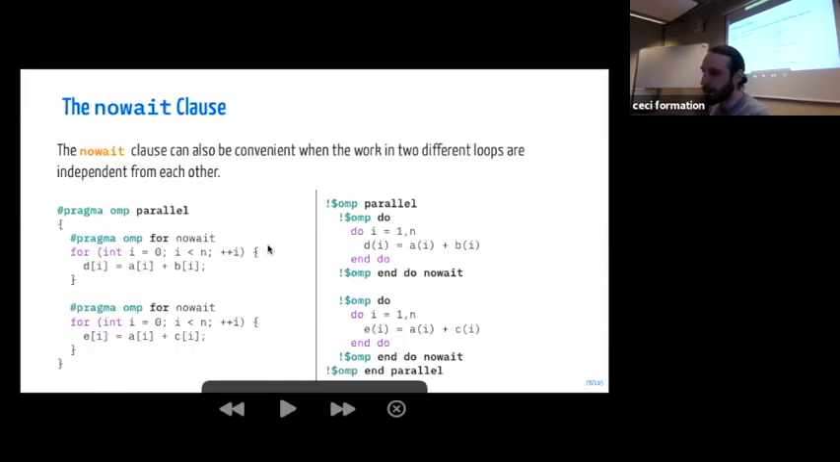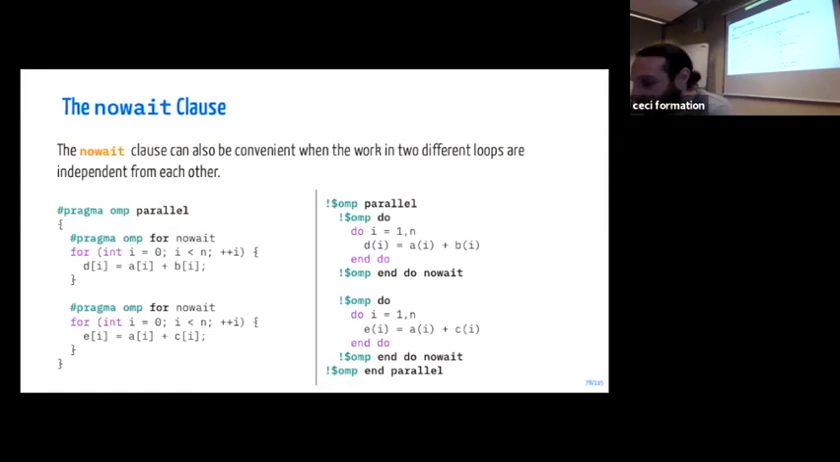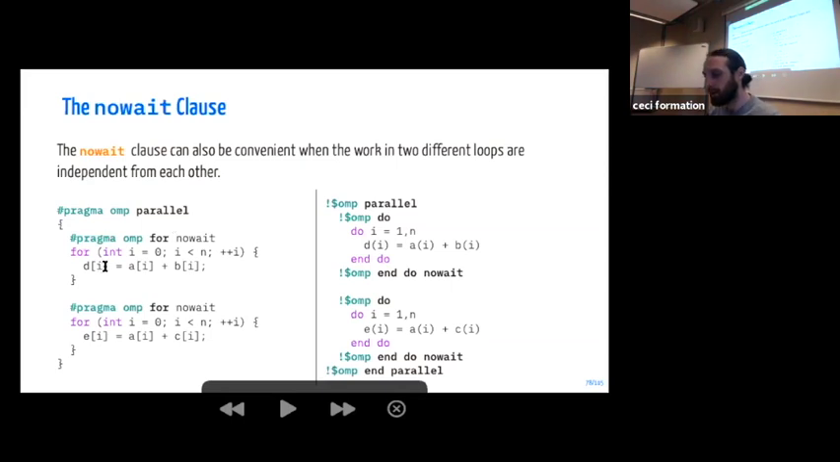And why you would want to do this: for example, you can use a nowait if you have two loops that are basically updating values that are completely unrelated. So in this case, we compute the value of D with A and B, and there we use A and C, but we don't update A and B as well as C. So basically, these are constant. These two loops just write to D and E.